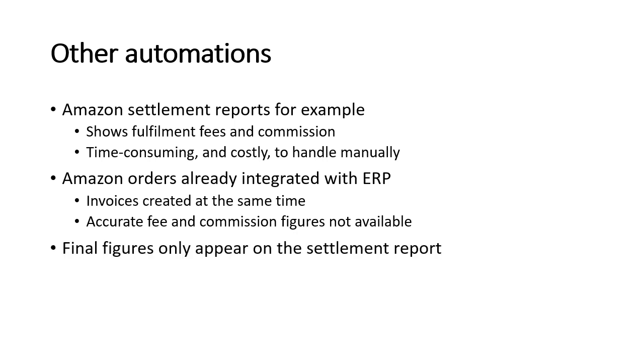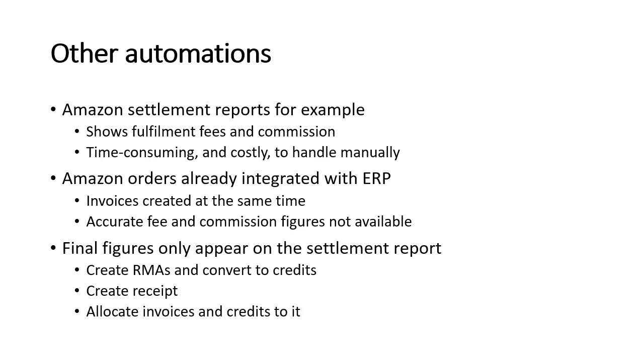When the settlement report came through, the fees and commission for each order would finally be known. The system we created used the data from the settlement report to create credit notes in the customer's ERP for the actual fees and commission, again using that system's API. We could then create a receipt for the amount of money paid by Amazon to the supplier and automatically allocate all the corresponding invoices and credits to it.